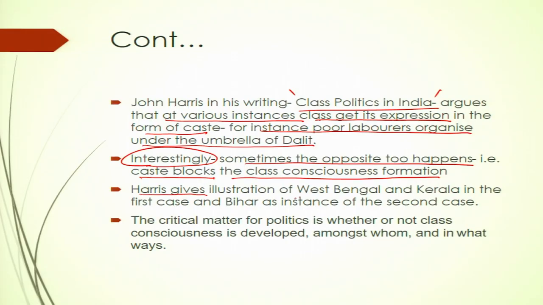Harris gives the illustration of West Bengal and Kerala in the first case, where he argues that the Dalit organizations or the Dalit movement take cognizance of the limits of class and the problems of class, and thus both go together in the overall organization of the people and protesting against the existing differences. On the other hand, he gives the example of Bihar to argue that at times Dalit consciousness blocks the issues of class consciousness and plays a negative role in the formation of a formidable political force which can negotiate with the state. According to Harris, the critical matter for politics is whether or not class consciousness is developed, amongst whom and in what ways.